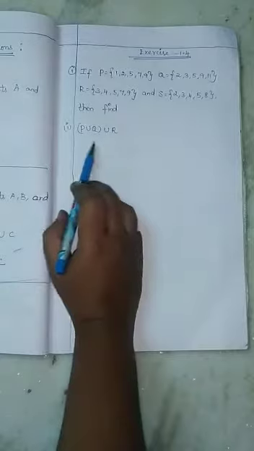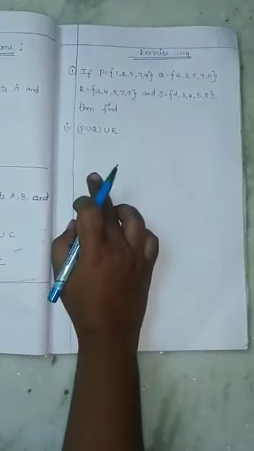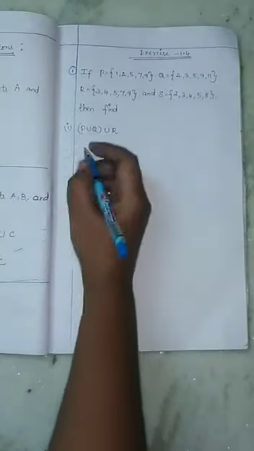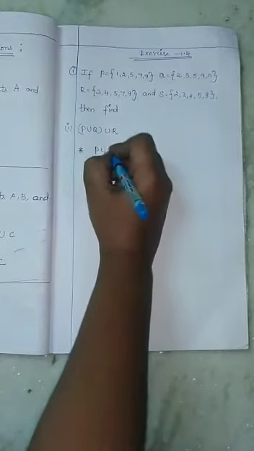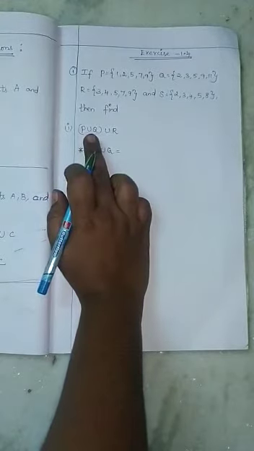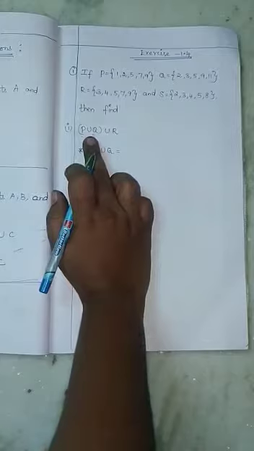Here we need to follow 2 steps, right? One is inside the bracket, first we need to solve. After that, outside the bracket we should solve. Clear? Yes. First put 2 stars here. First star, P union Q. Every time we should solve first inside the bracket only. Don't forget this.